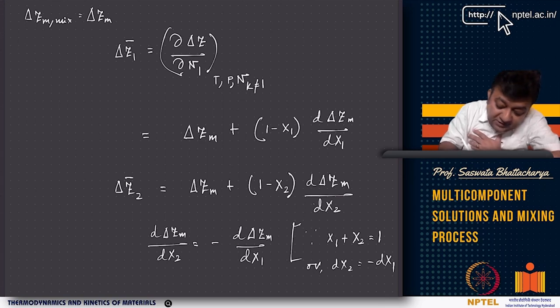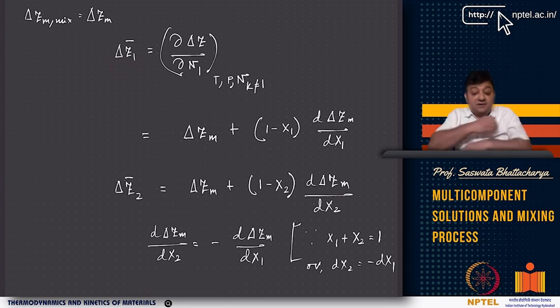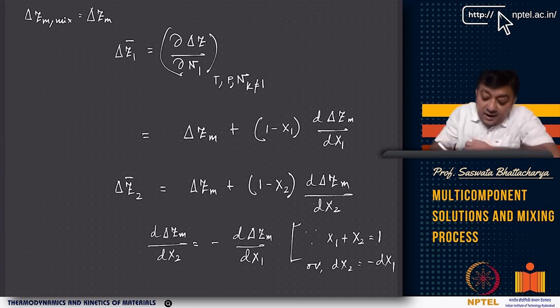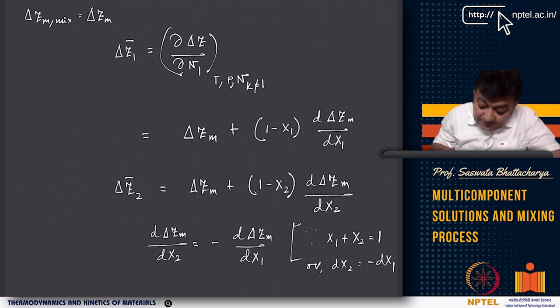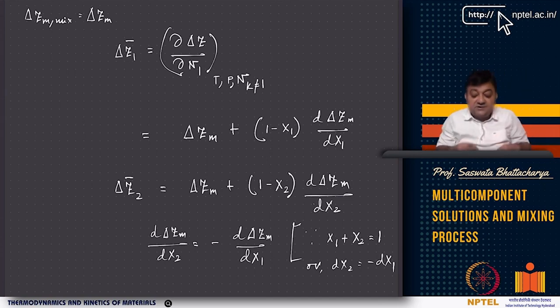Now, what about delta Z1 bar? The delta Z1 bar is the relative partial molar property of component 1, which is d delta Z dn1, keeping T, P and nk, which is not equal to 1, constant. So, delta Z1 bar can be written as, now you can see you have already done this, delta Zm plus 1 minus x1 times d delta Zm dx1, right? How does it work? Please refer to last week's class and you can easily find it.